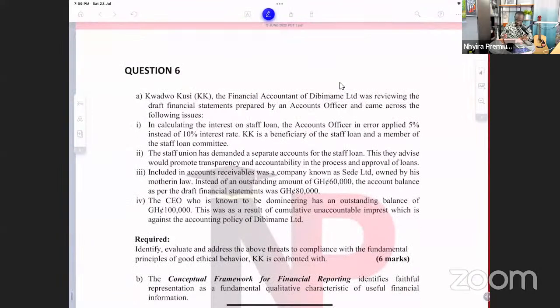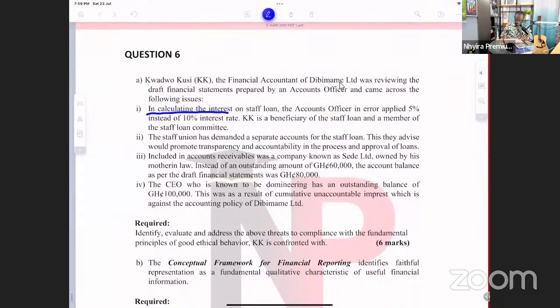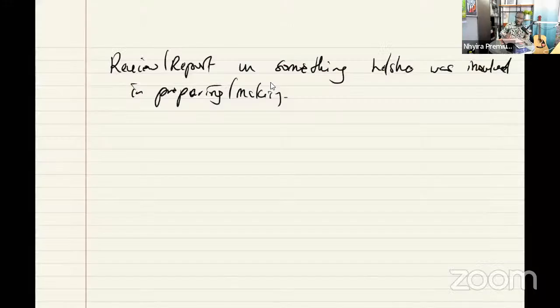Yeah, this one. You are told in this question that in calculating the loan interest on staff, the account officer in error applied 5% instead of 10% rate. KK is a beneficiary of the staff loan and a member of the staff loan committee. He's the one who is concerned about staff loan. So when you ask him to review something that relates to something that he was involved in approving, that is a self-review threat. Because anytime the accountant is put in a position to review or report on something that he or she was involved in preparing or deciding, then certainly that is going to be a self-review threat. So that is the concept about self-review threat.